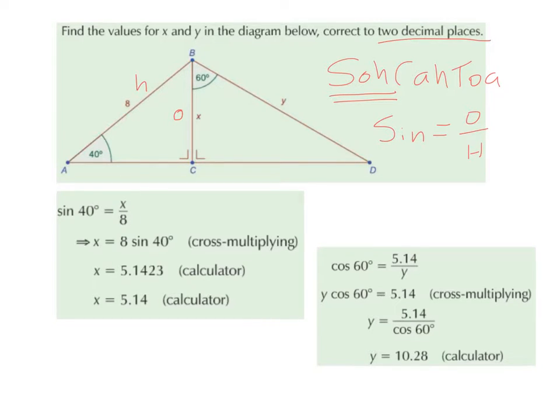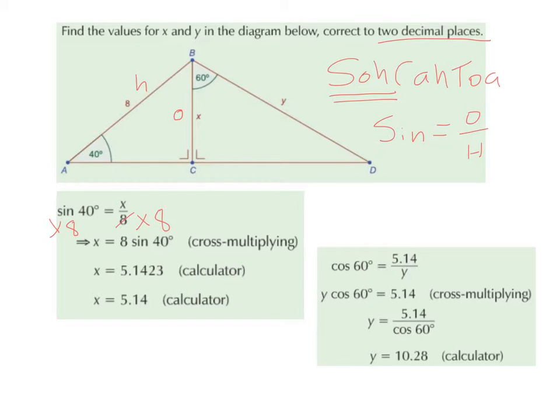So we're going to multiply across by 8 to get the x on its own. So that cancels out the denominator 8. And we have to do 8 multiplied by sine of 40. Again, remember, very important that the 8 comes first. So it's going to be 8 sine of 40 degrees, not sine of 40 degrees multiplied by 8. The 8 must come first.